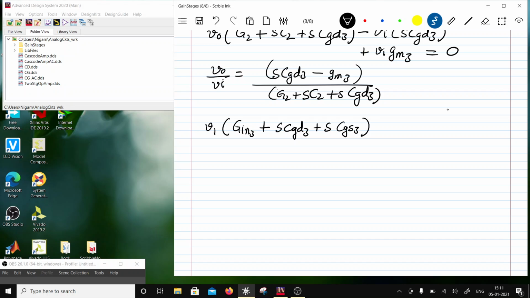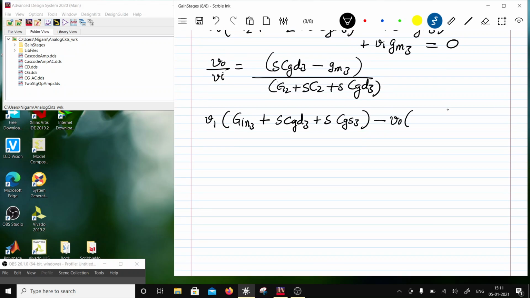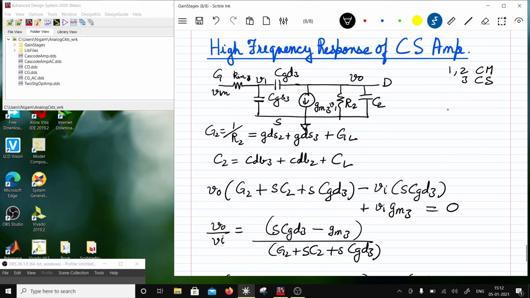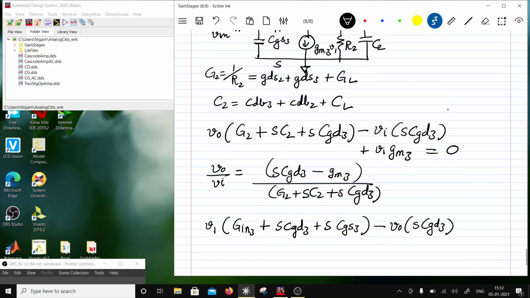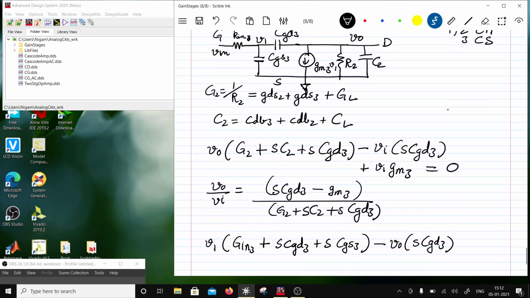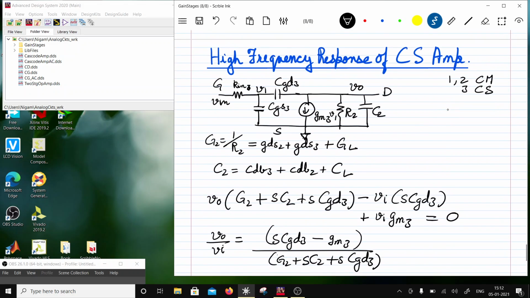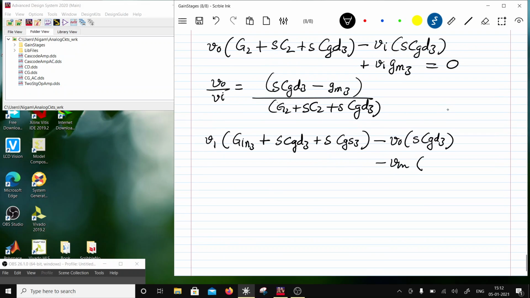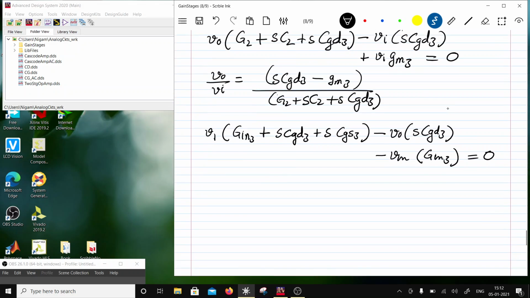Okay, minus the output node, right? So CGD3 will be there with the output node, VO times of SCGD3. Okay, and then there is another node which is V in over here, right? So for V in there is R in, so I will have a minus V in times of G in 3 should be equal to 0. Correct?